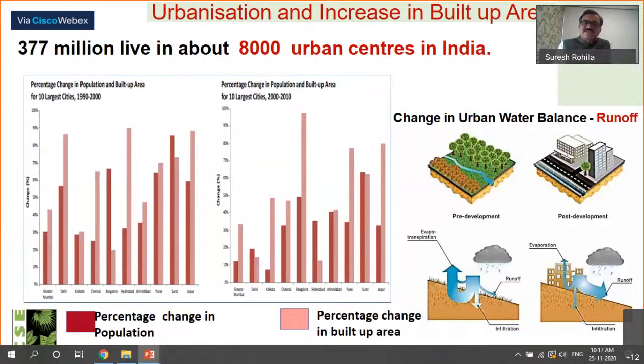Today, India has 8,000 urban centers and a rapid increase in urban population, as people are moving to cities and towns. This is resulting in a huge increase in the built-up area, which is increasing the runoff from pre-development stage to post-development stage. And this is clearly posing several challenges to cities.